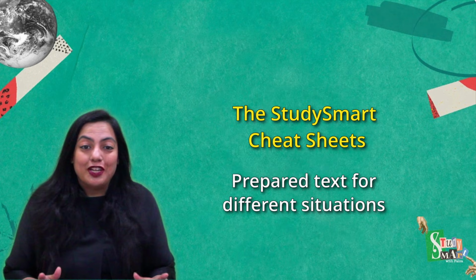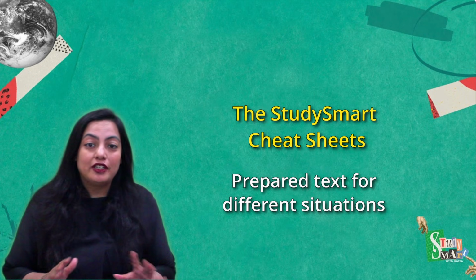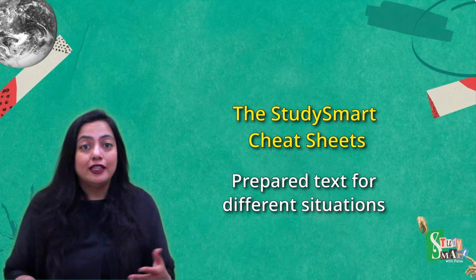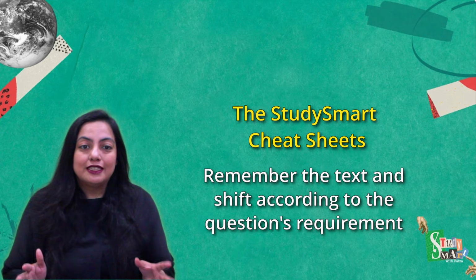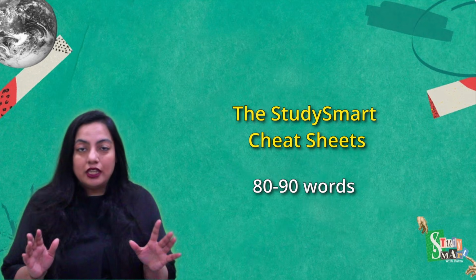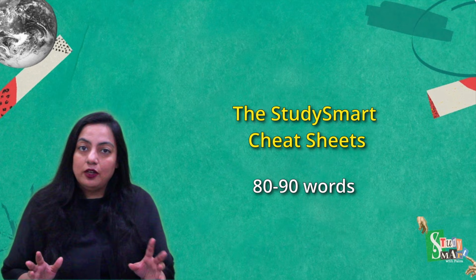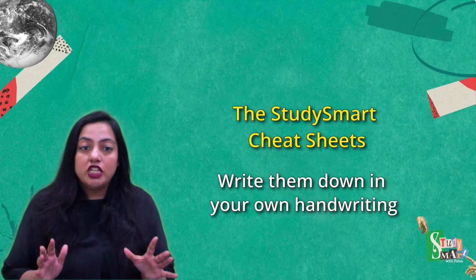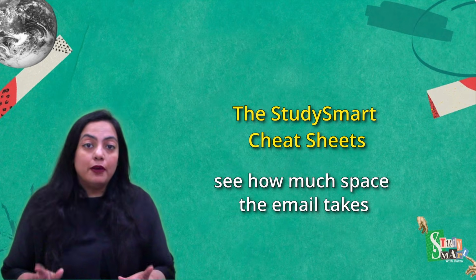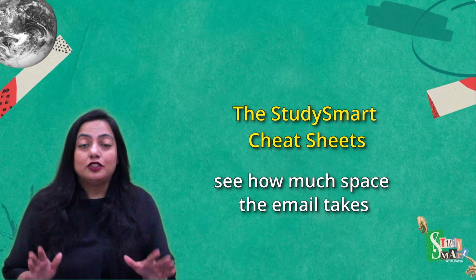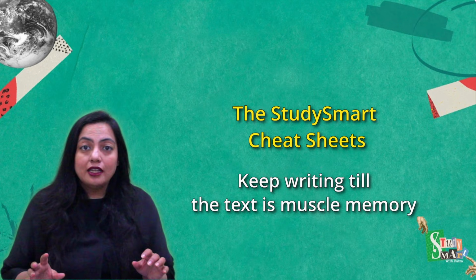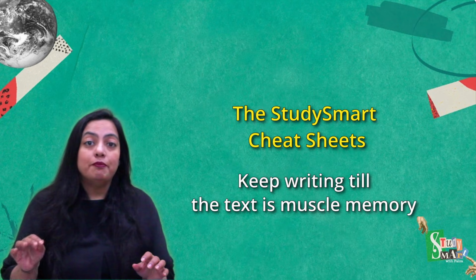Now, I will be giving you prepared text to learn for different situations. Remember, this is not an exhaustive list and points within the email will change. The whole purpose is that you have lines ready that you can use in any situation. The emails will be roughly 80 to 90 words. I want you to write them down on a sheet of paper and see how much space they will take in your own handwriting. Remember, you will not be given any extra paper, so make sure that whatever you write is accurate and precise. Keep writing them down, keep practicing till they become muscle memory.